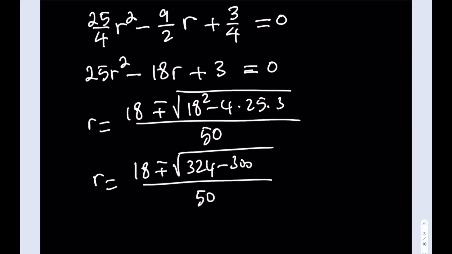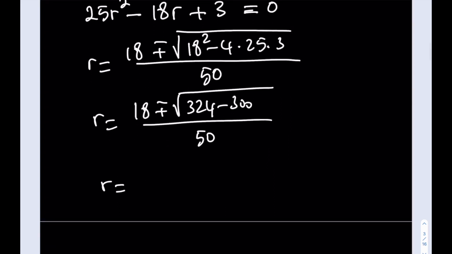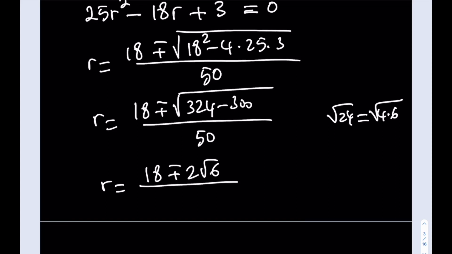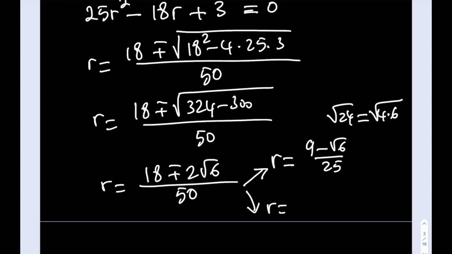And their difference is going to be then what? Well, it's going to look like this: the square root of 24. Let me do that here, so we skip a step there. It's going to be the square root of 4 times 6, so it's going to be 2 root 6. As you know, I can simplify r here by dividing both sides by 2, and then I can split it up as well, right? So let me do both at the same time. So r is either 9 minus root 6 over 25, or r is equal to 9 plus root 6 over 25.